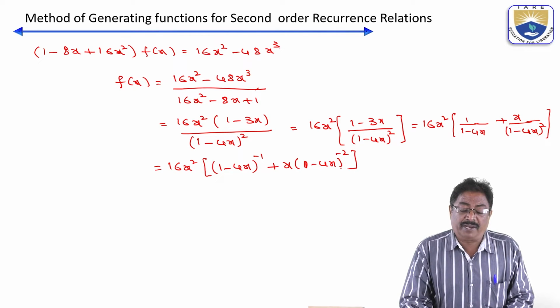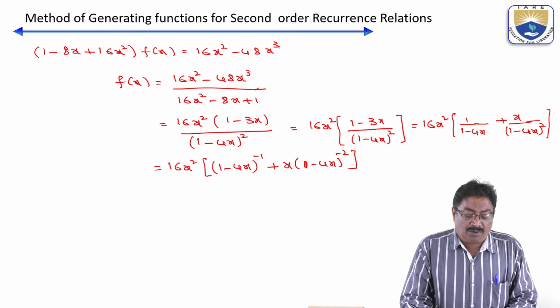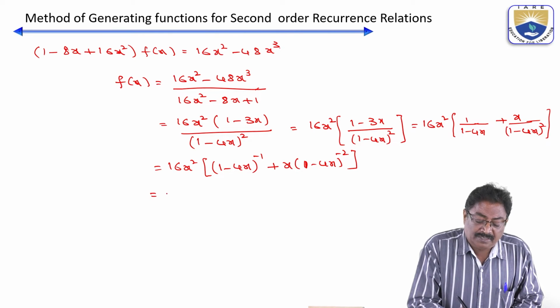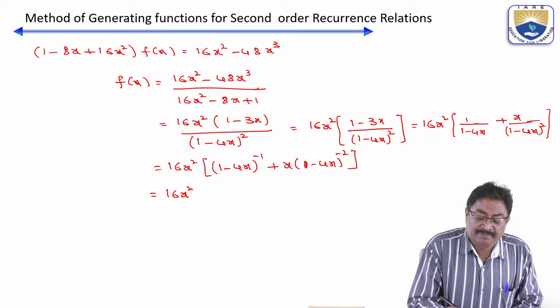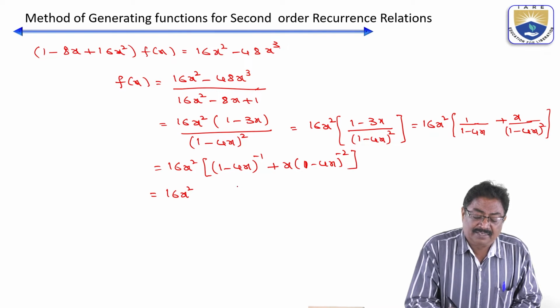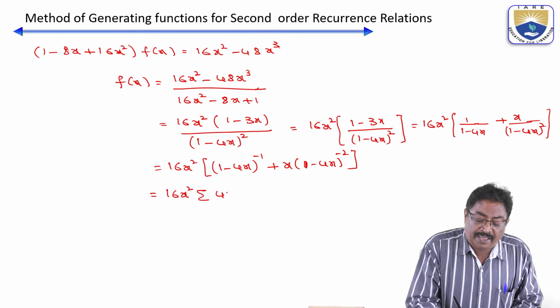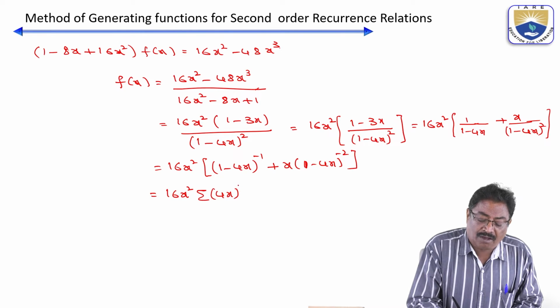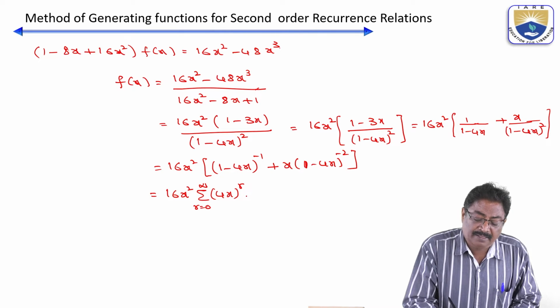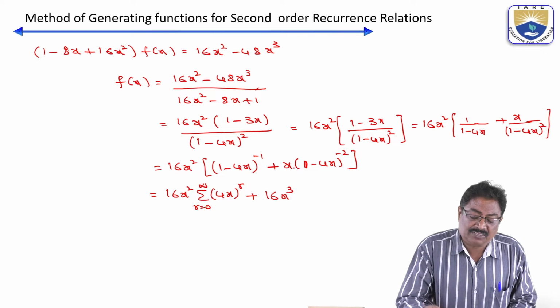Whole to the power of minus 2. So now this is equal to 16x squared. Then this is a summation of 4x to the power of r, r equals 0 to infinity. Then 16x cubed.